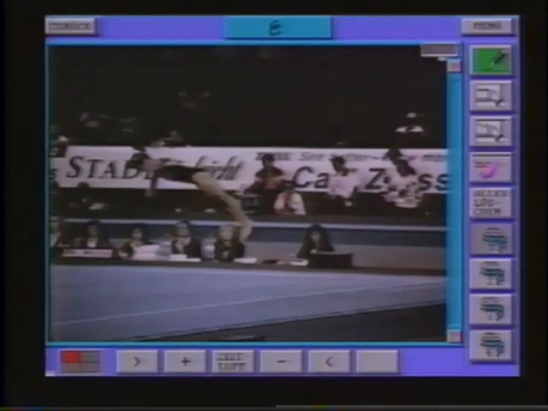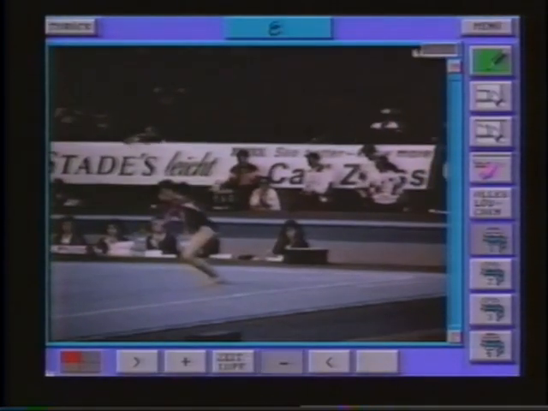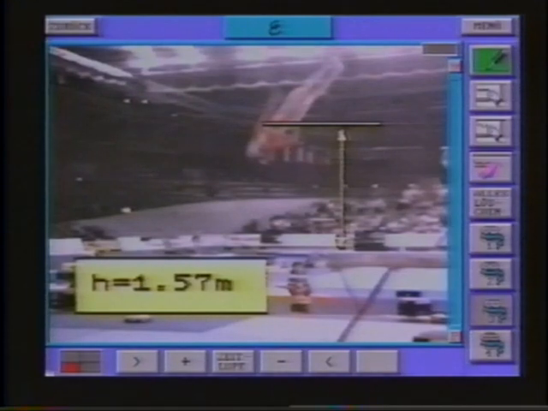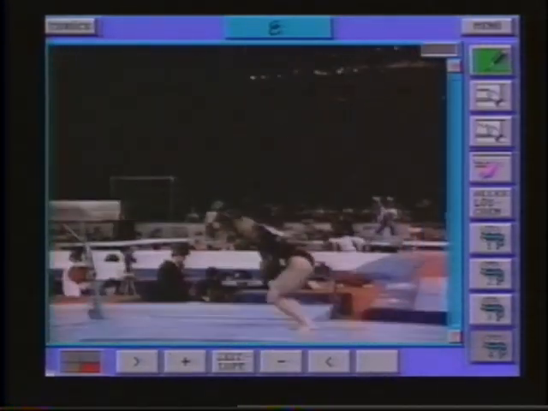This execution serves as a technical model for compulsory and optional. As a beam dismount, the full twist is B, with very good height and distance, with absolute body extension and quick long axis turn, no deduction.